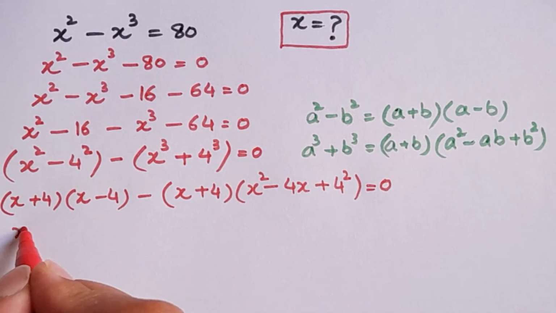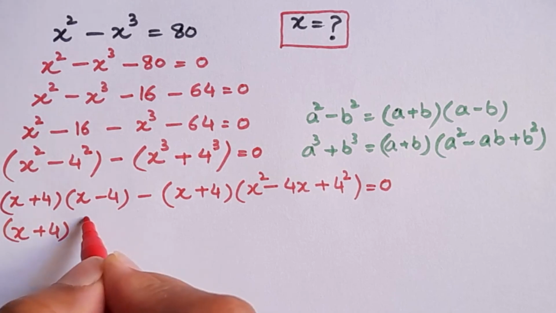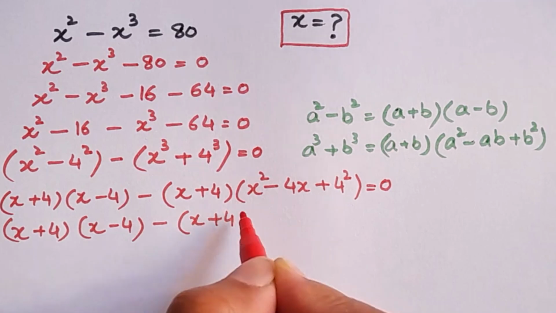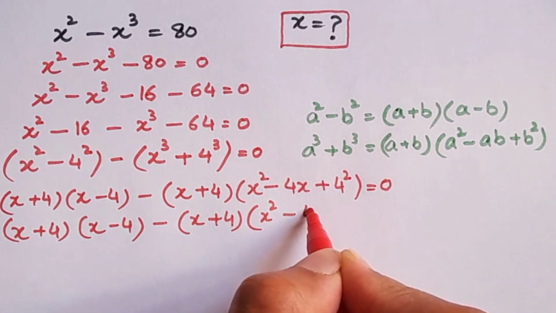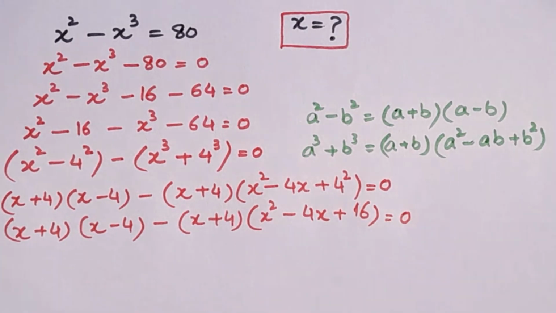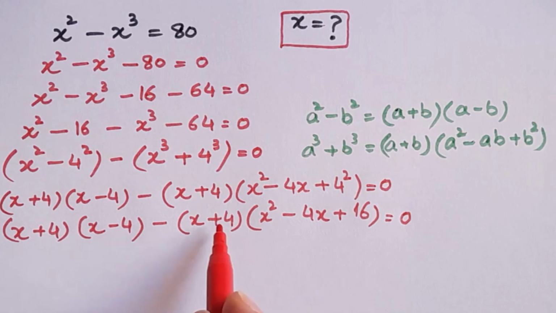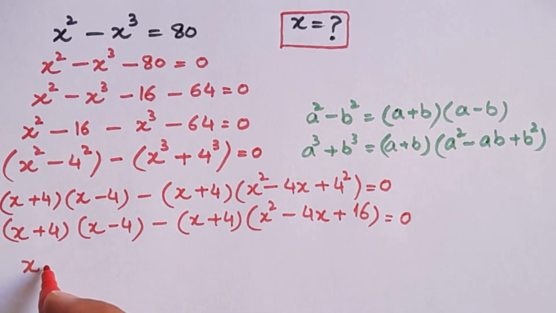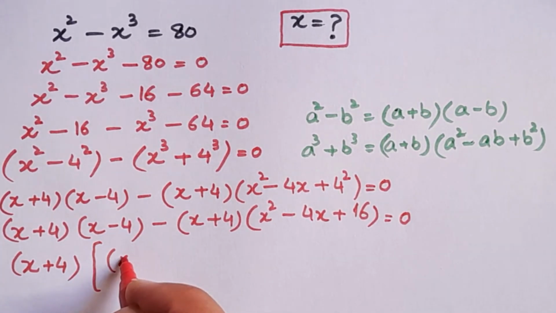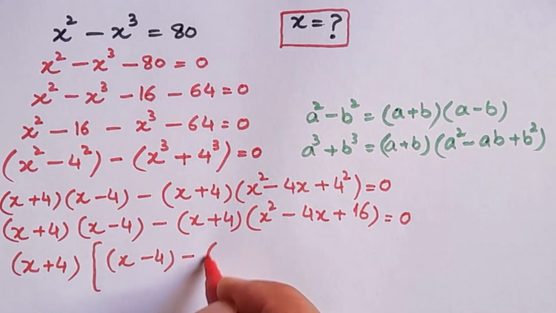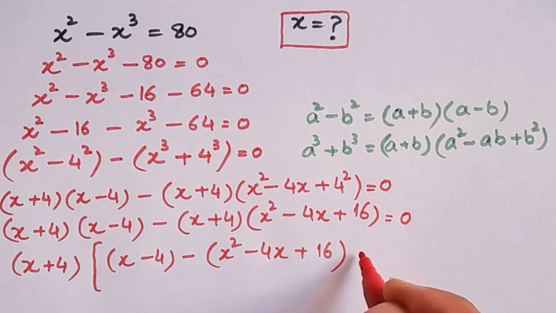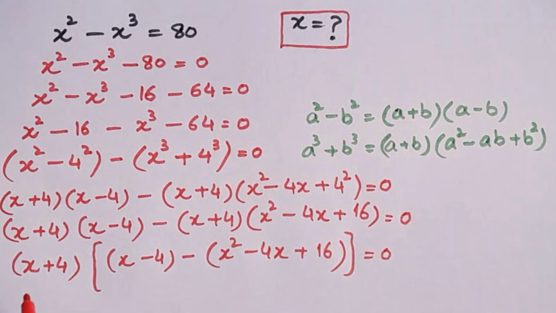x plus 4 times x minus 4 minus x plus 4 times x square minus 4x plus 4 square, which is 16. 4 times 4 is 16. This is equal to 0. Here we can see that x plus 4 is common. So inside the bracket we have x minus 4 minus x square minus 4x plus 16, bracket is equal to 0.